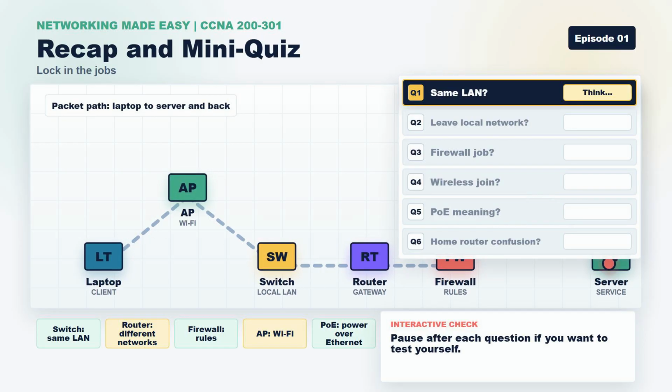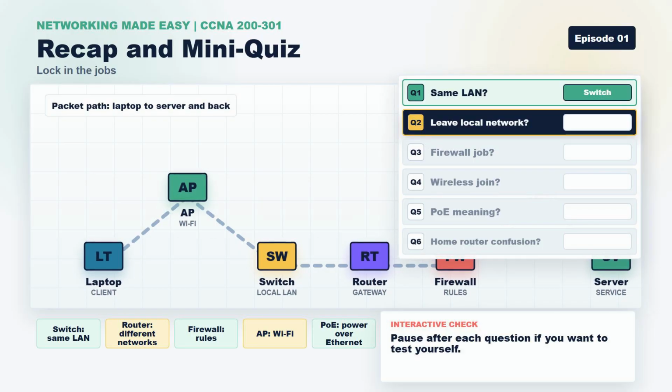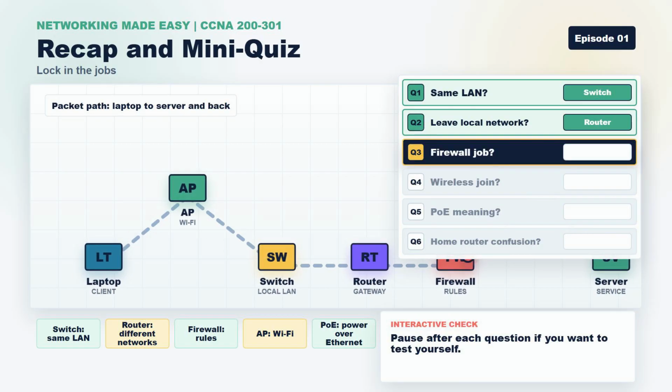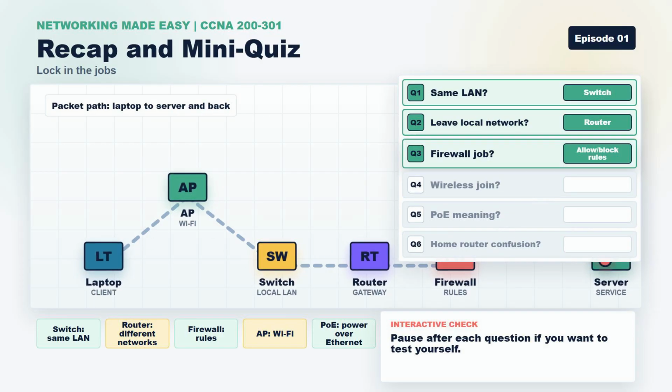Question 1. Which device connects devices inside the same LAN? Answer: a switch. Question 2. Which device usually helps traffic leave the local network? Answer: a router, often acting as the default gateway. Question 3. What does a firewall do? Answer: it allows or blocks traffic based on rules.